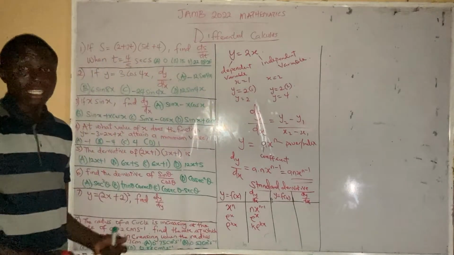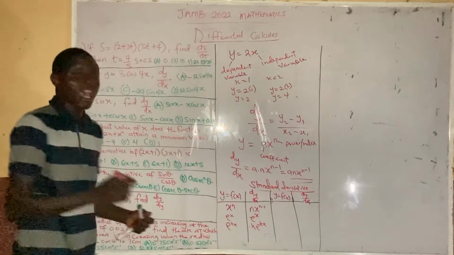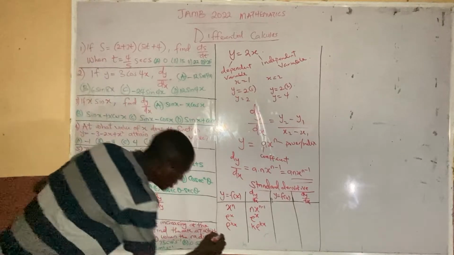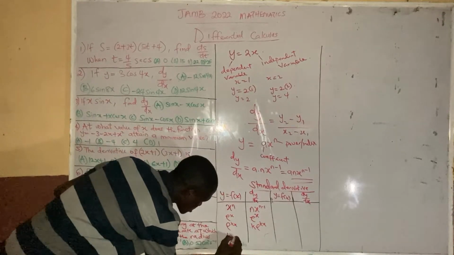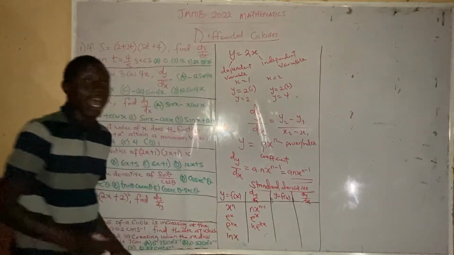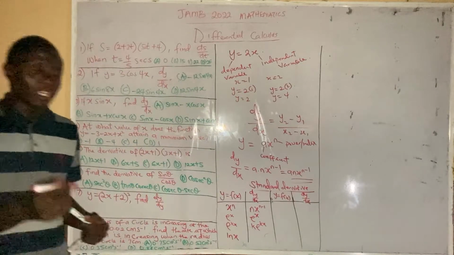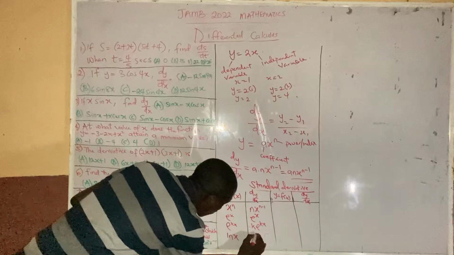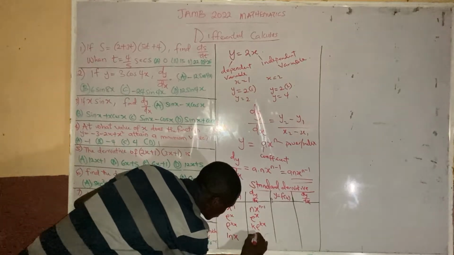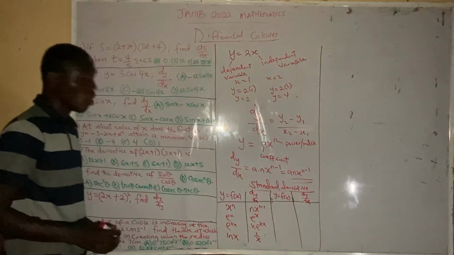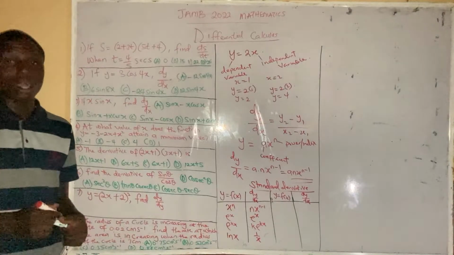So that's another function. Also, we have another function, we call it ln x. The derivative of ln x gives you 1 all over x. Very, very important. 1 over x.